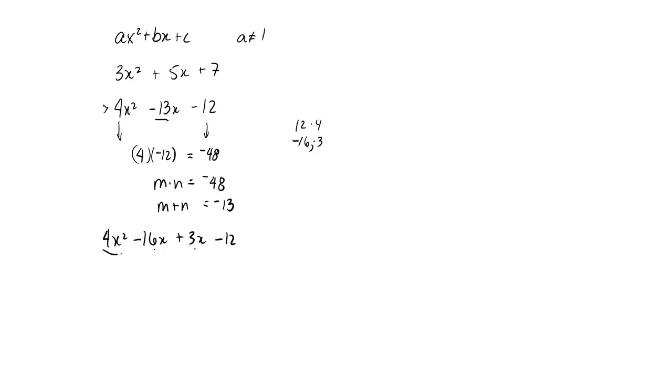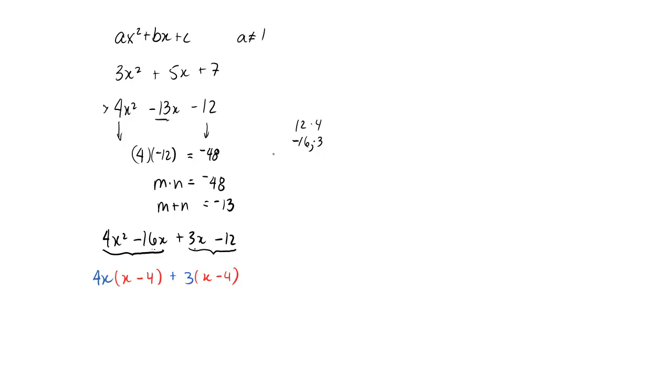All right, now I'm going to treat these as two different binomials, and I'm going to look for a common factor in each of these. So in this first set, 4x squared minus 16x, the common factor would be 4x. So I got 4x, and then I'm left with an x there and a minus 4. And then in this one, there's a common factor of 3. So I'm going to go 3, and I'm left with an x minus 4.